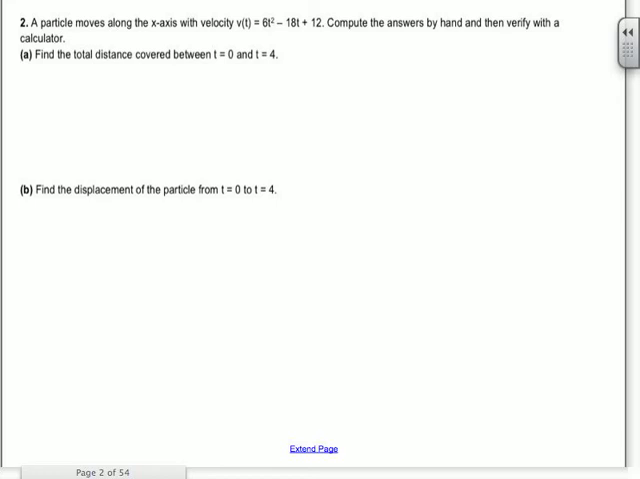So this next one, we have find the total distance covered between 0 and 4. Let's go ahead and graph 6t squared and see what it looks like.